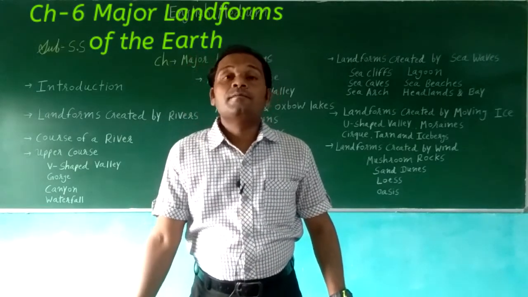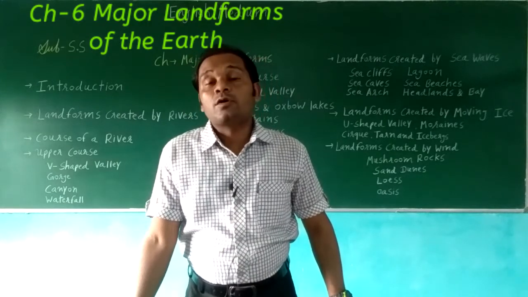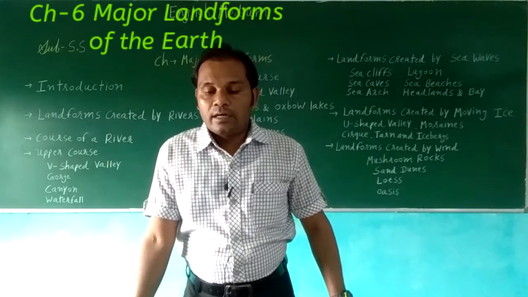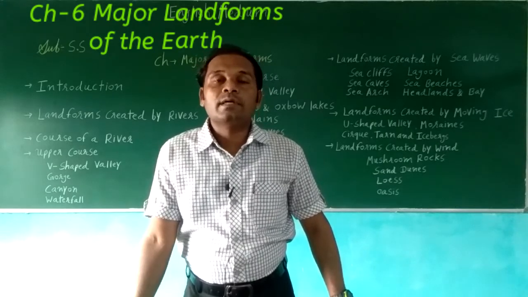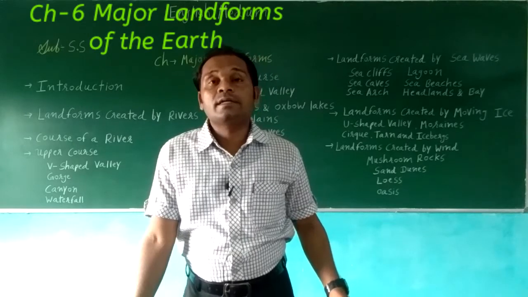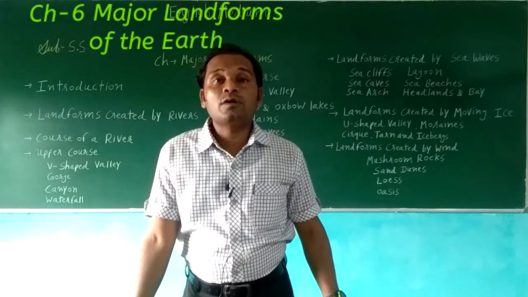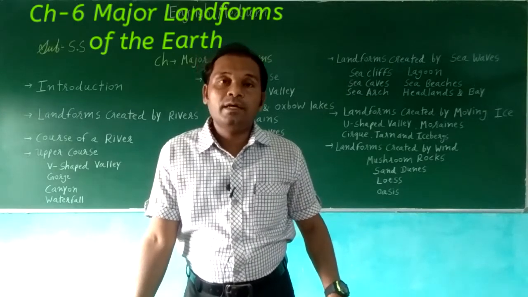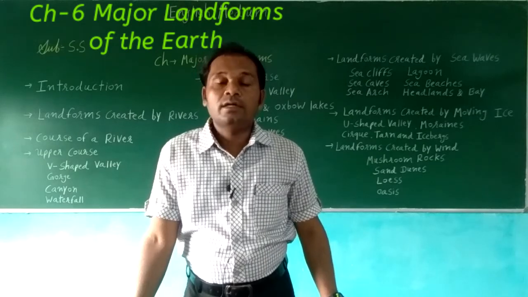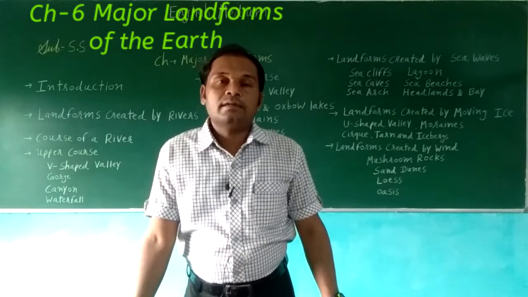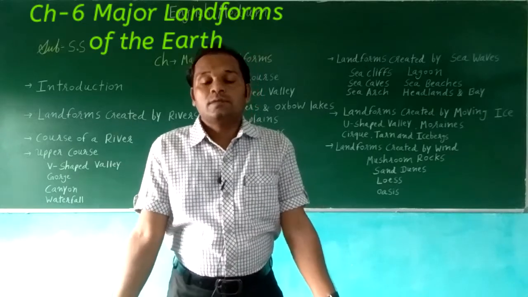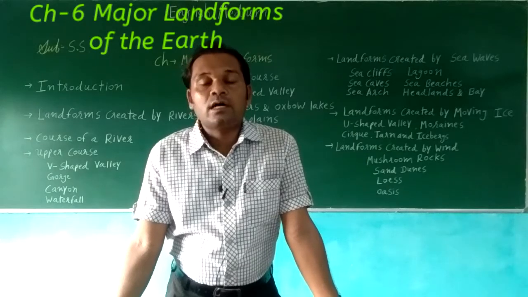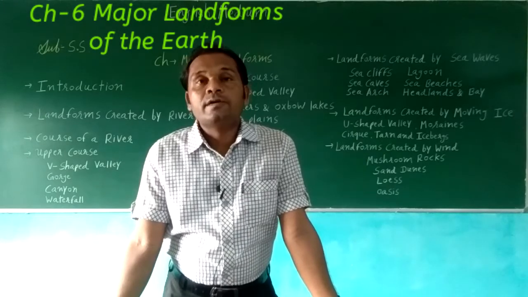Headlands and bays. Sometimes the coast is made up of alternate bands of soft and hard rocks. The softer rocks erode faster, forming a bay, and the harder rocks stand out as headlands. So the softer rocks erode faster, forming bays, and the harder rocks stand out as headlands.